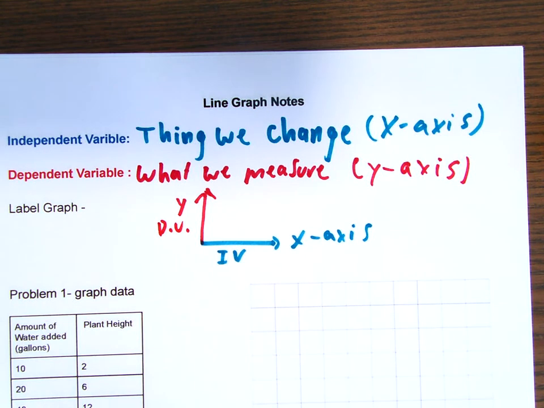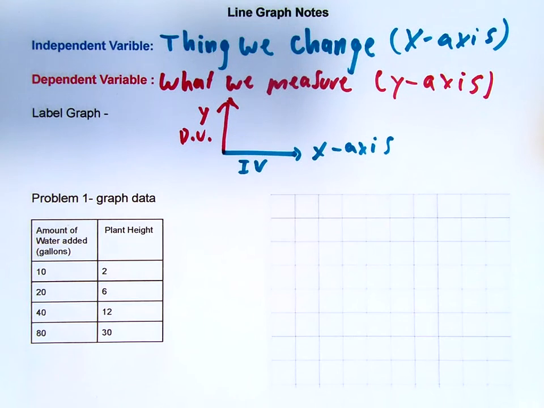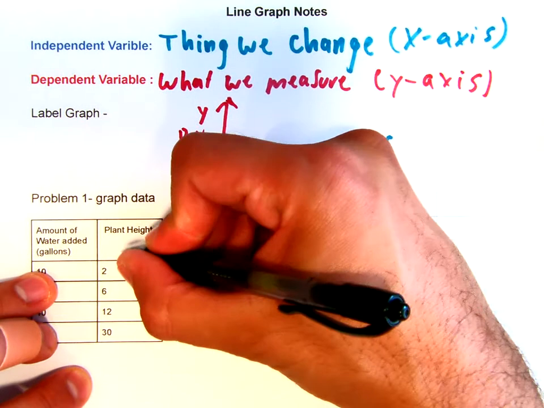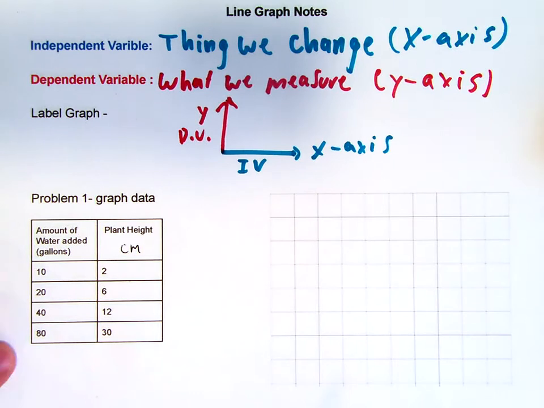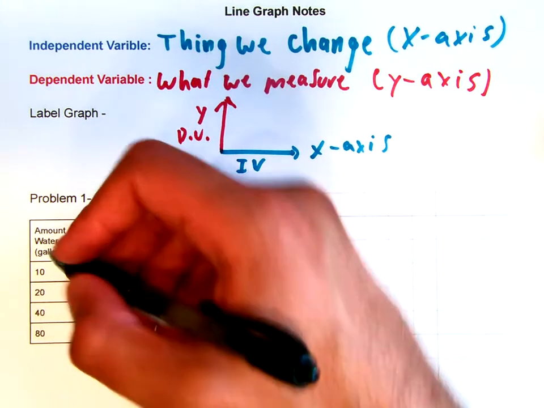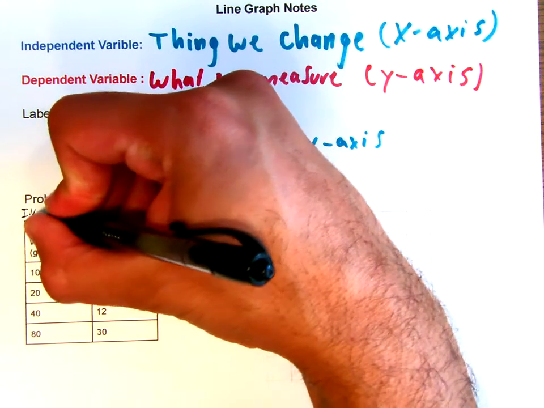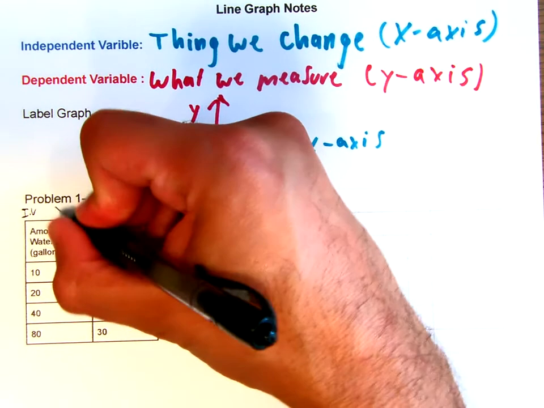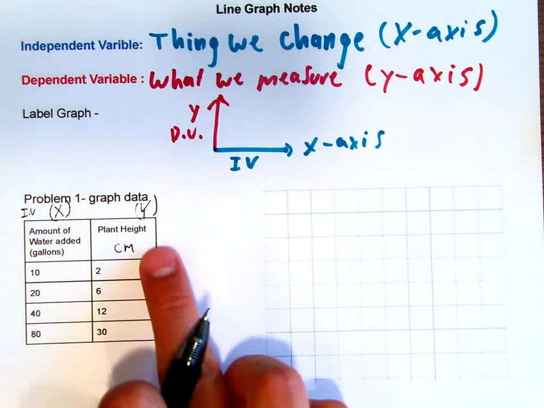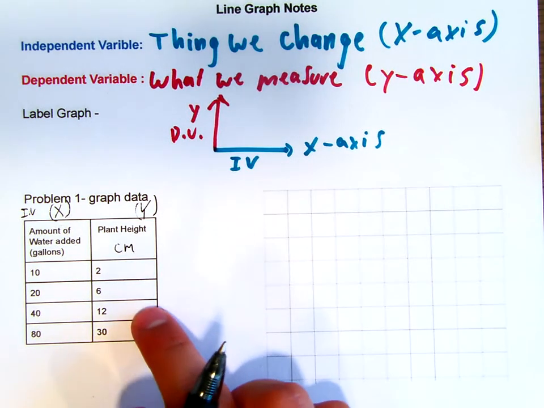Okay, so let's look at an example here. In this example, we have amount of water added in gallons and plant height. Actually, this doesn't even have a unit, so I'm going to add a unit. Let's say it's centimeters. So this is what we're changing, right? That's my independent variable. It's always listed on the left-hand side. That's my x value. Then my y value is my dependent variable, what I'm measuring, which is the height.